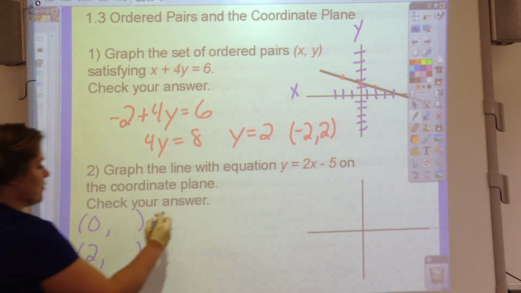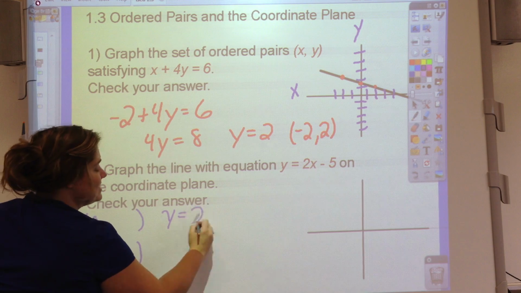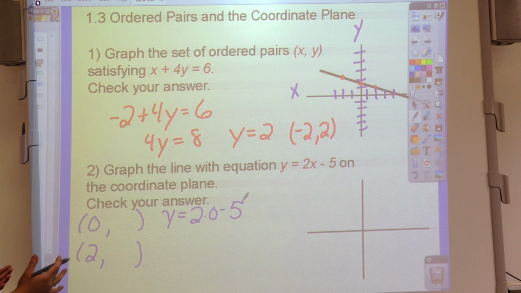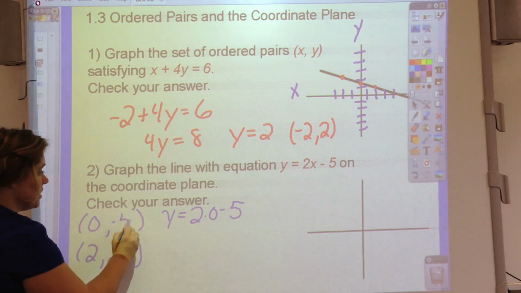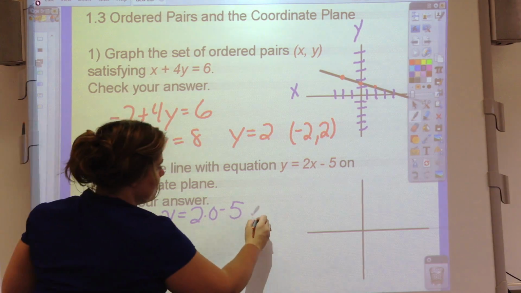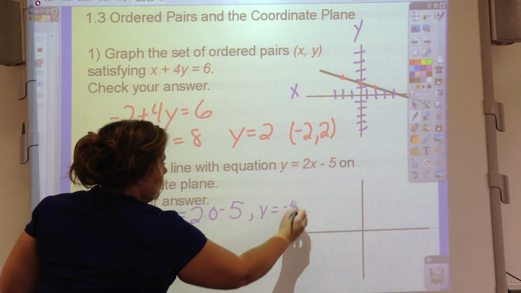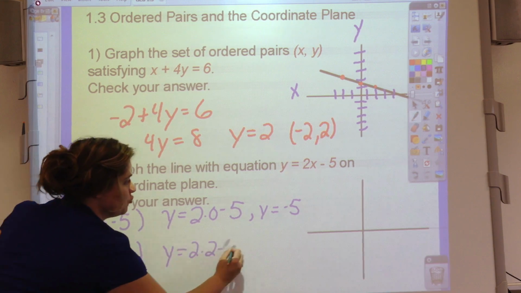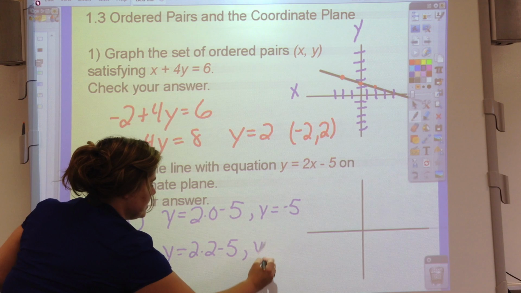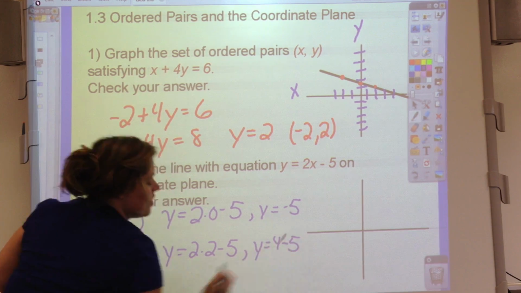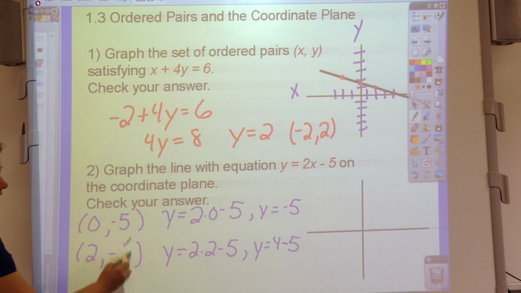So when x is 0, I'm going to plug in 0 for x and solve for y. And in this case, I get -5. 2 times 0 is 0, and 0 minus 5 is -5. Now let's plug in 2, and I get 2 times 2 minus 5. In this case, I would get 4 minus 5. And 4 minus 5 is -1.